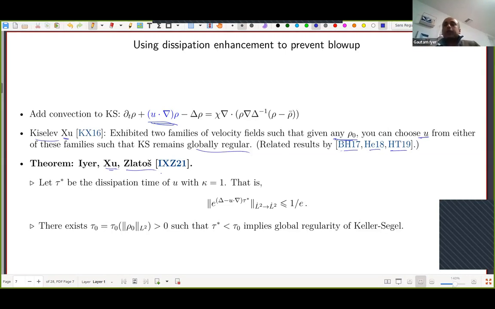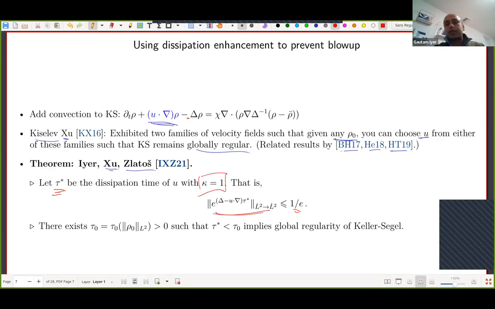Right? So let me be a little bit more explicit on that. Remember, tau star was the dissipation time. That's the amount of time I need to wait in order for my advection diffusion equation, no nonlinearity, to lose a constant fraction, in this case 1 over E, of the initial energy. Since I wrote down the Keller-Segel equation with diffusivity kappa equal to 1, I'm looking at the dissipation time of U over here with kappa equal to 1. And I wrote it in semigroup notation down here.